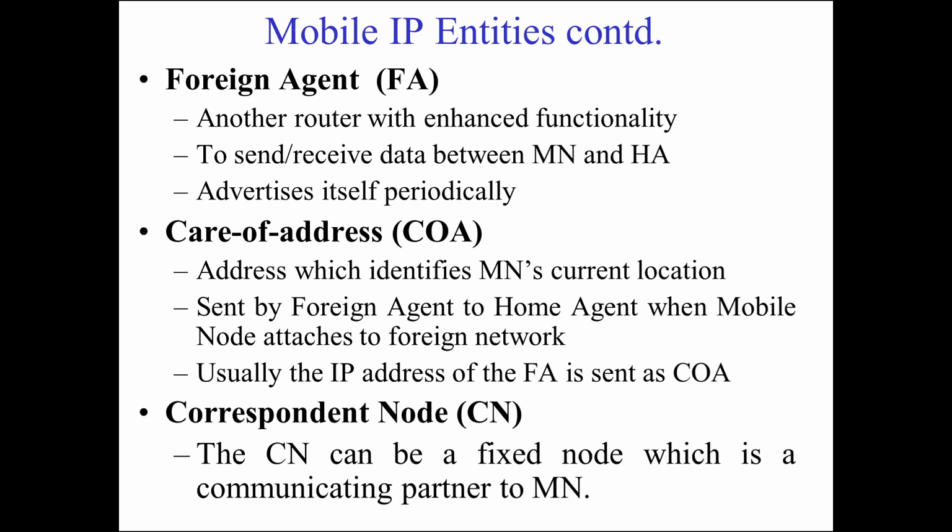Then the last point is correspondent node. If you take a communication, there will definitely be two partners. One partner is moving from network to network, that is nothing but the mobile node. The other partner may be a fixed node, and that node is known as the correspondent node.